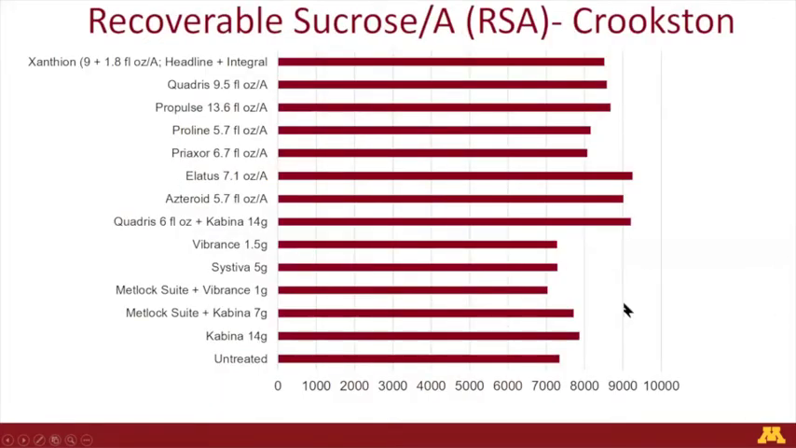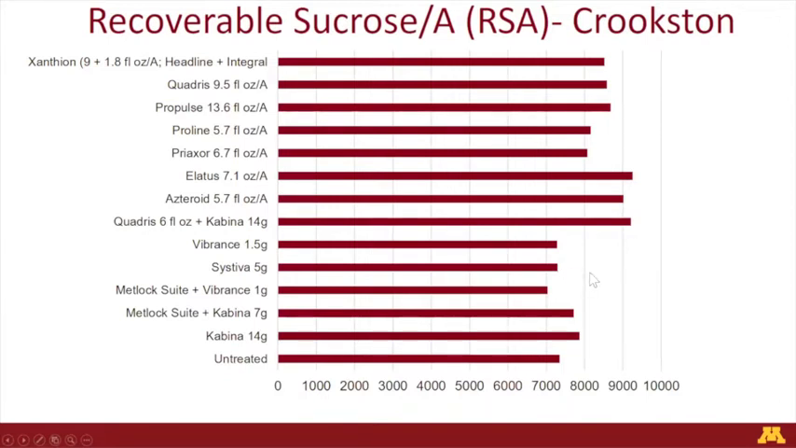And looking at the data for the harvest, right, we took the trial to harvest, and I'm showing the recoverable sucrose per acre. This is the recoverable sucrose in pounds per acre, and the untreated control and most of the seed treatments by themselves, statistically, these are very similar, right? So the stands were good early on, but by the time of harvest, we lost more and more plants. So you cannot see much difference between these.